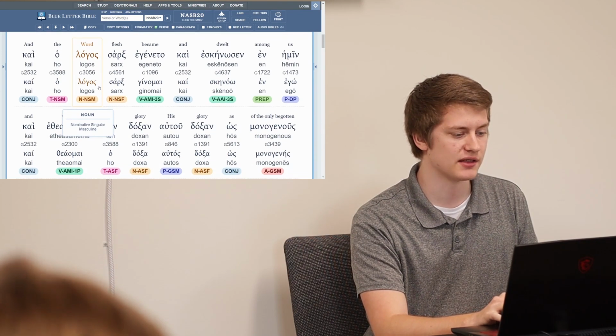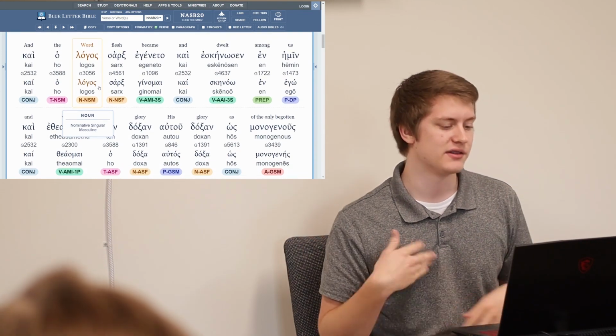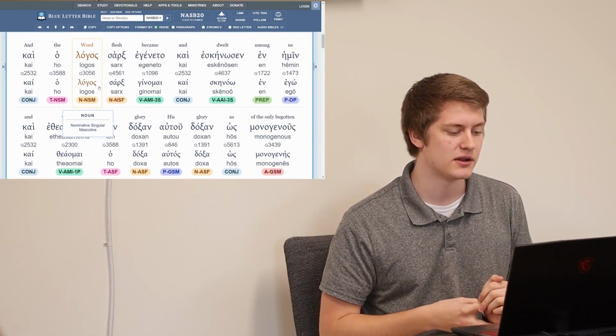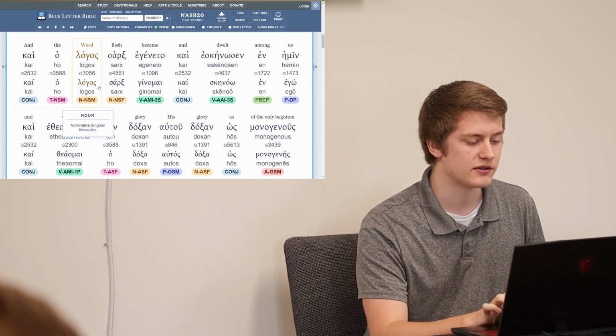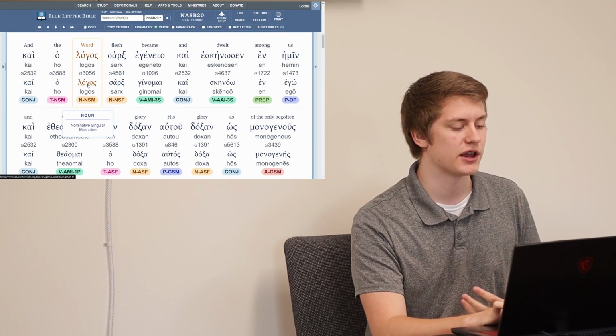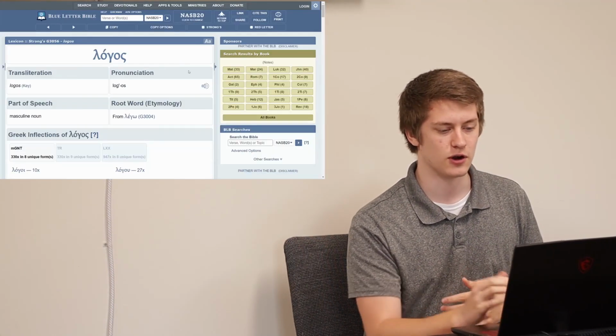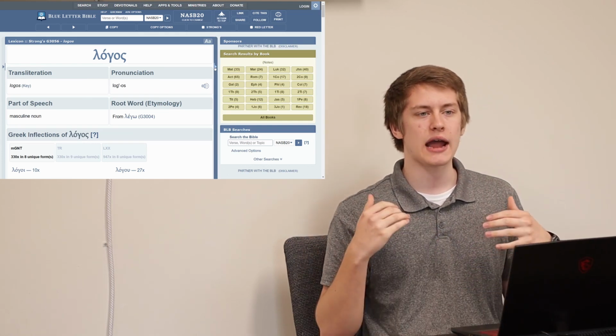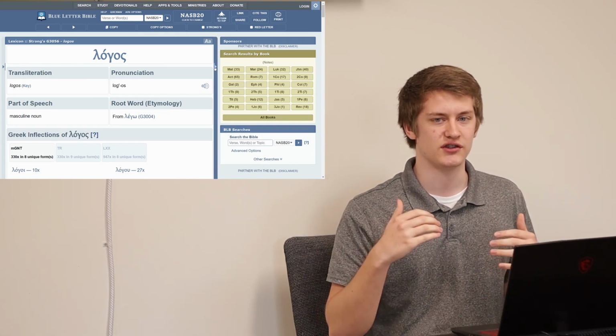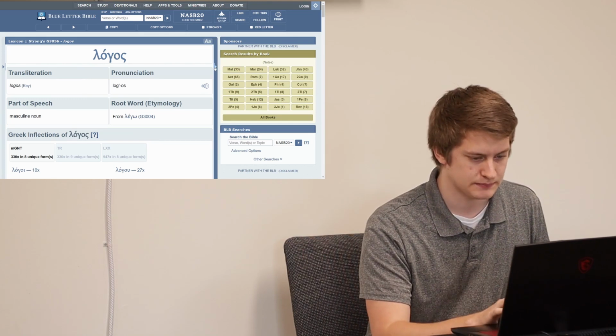Next we have logos. We already talked about how it's a noun, and in this case, it's nominative, singular, masculine. This one is going to be where we really start looking at different tools that we can use to help us better understand why John would refer to Jesus as the Word.